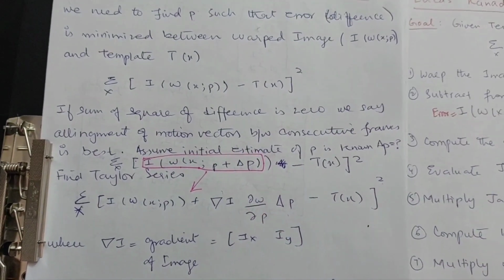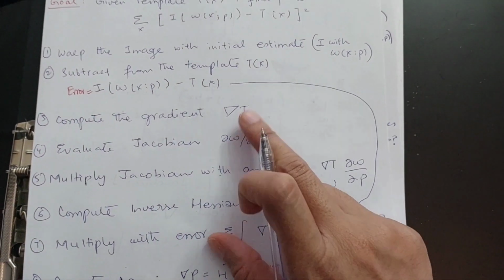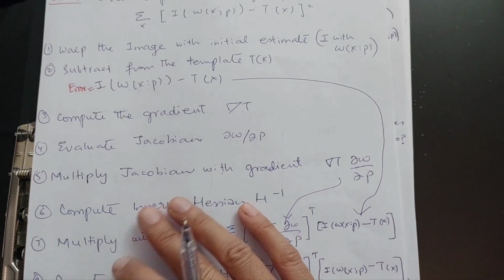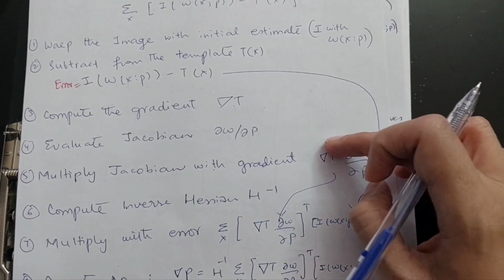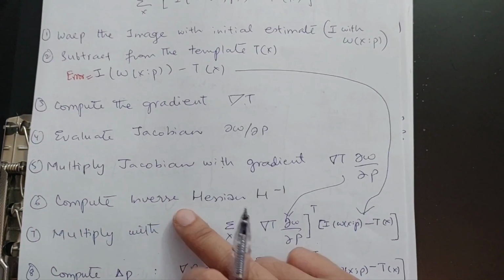So you have to calculate the gradient and you have to calculate the Jacobian. Then you multiply the Jacobian with the gradient. This is the multiplication of the gradient with the Jacobian. Then you have to compute the inverse Hessian.